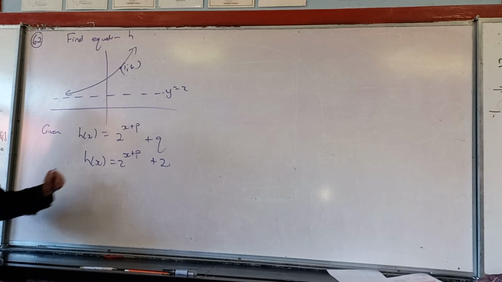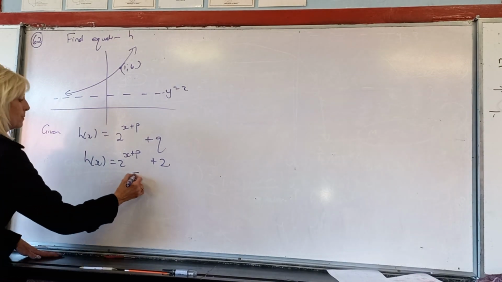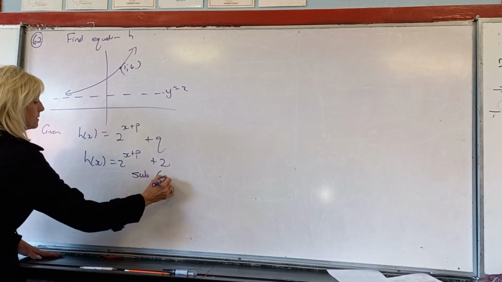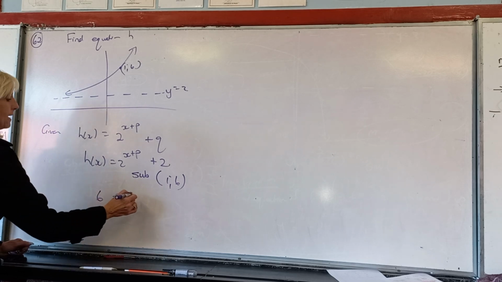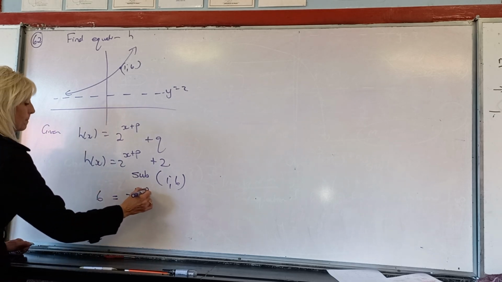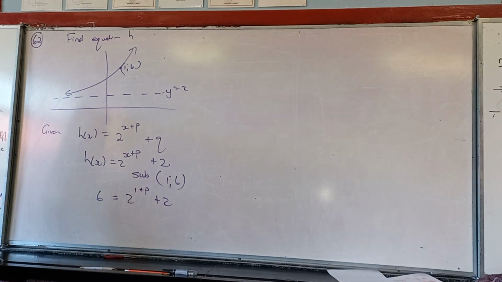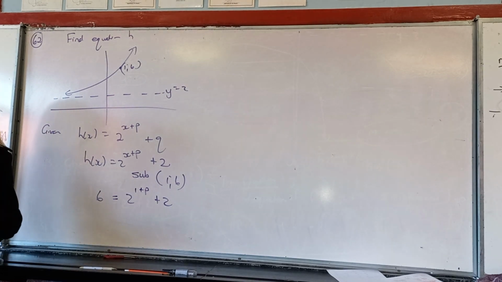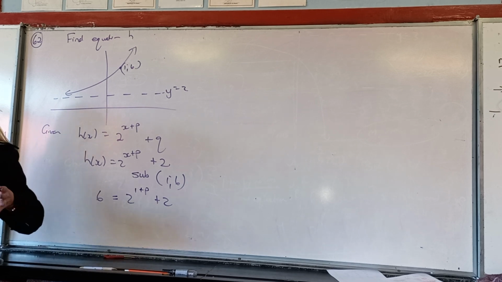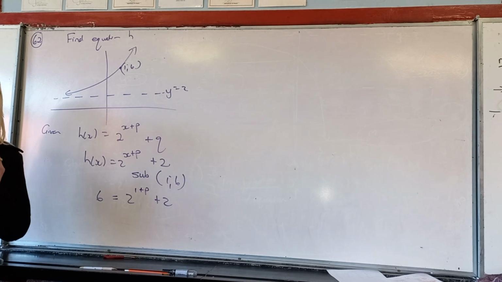No. I'm short P. And that I do by substituting a point. The point: 6 is in the place of y, and in the place of x there's a 1. So I'm still short the p value. What type of an equation is this? Exponential. So what do you need to do? You need to get the bases the same, one power on either side.